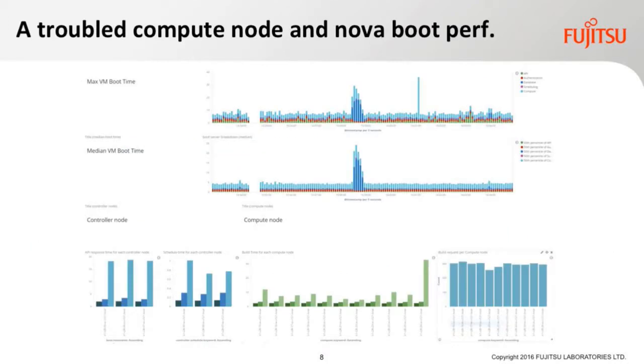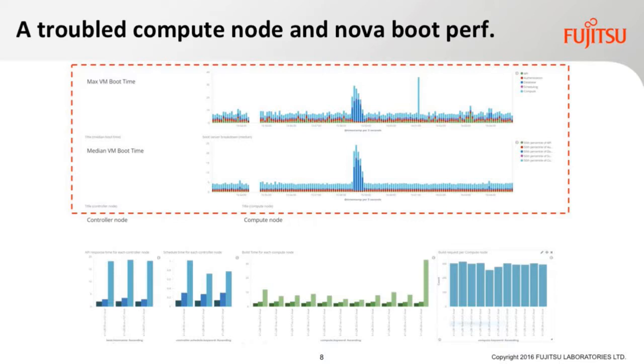And this is another screen capture of our Kibana dashboard. The upper chart is Nova boot performance. And the lower chart in the red box is also Nova boot performance, but it means the Nova boot performance of each compute node. And you can find something wrong happened in only one compute node. So this indicates that the problems in the upper chart are caused by only one compute node, and the others are in normal state.